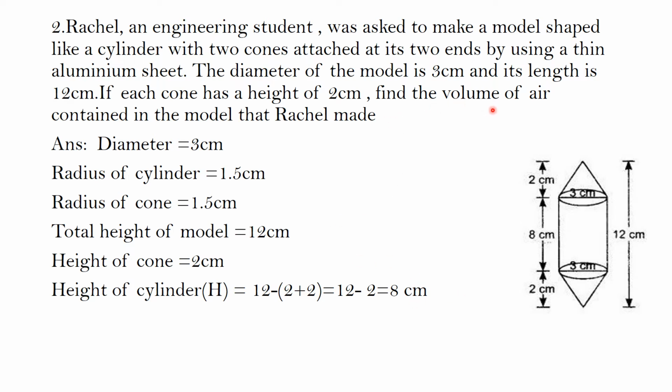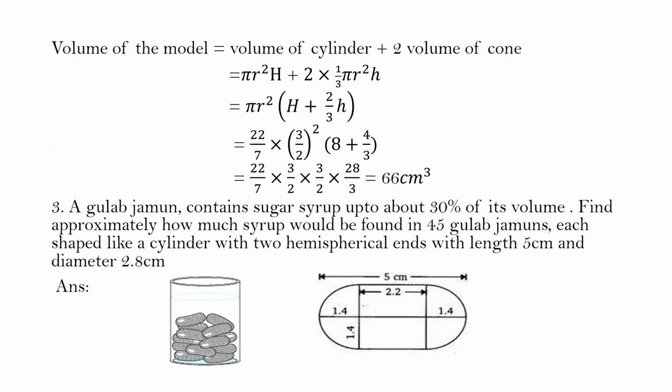To find the volume of air contained in the model, we can say it will be volume of the cylinder plus 2 times volume of the cone. Substituting the formulas, it will be pi r square h plus 2 into 1 by 3 pi r square h. We know the height of the cylinder and height of the cone are different. Therefore, we can show height of the cylinder with capital H and height of the cone with small letter h. Radius being same, common factor pi r square into H plus 2 by 3 h. Radius is equal to 1.5, otherwise 3 by 2. Height of the cylinder is 8 and height of the cone is 2.